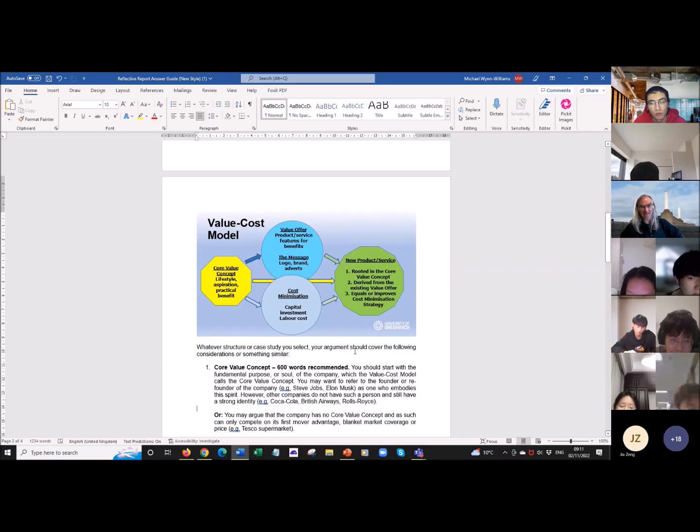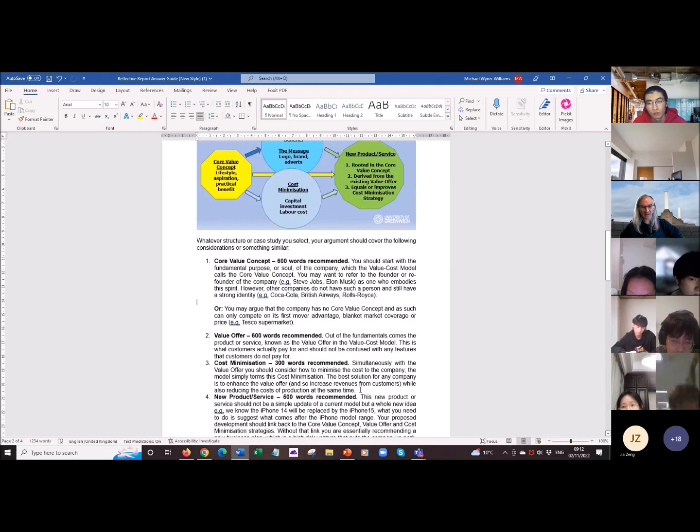And in any case, this model has a number of exceptions to it. And that's what I explained down here. So the core value concept is quite important. So I'm recommending 600 words for this. That makes it equal, most important, with the value offer.